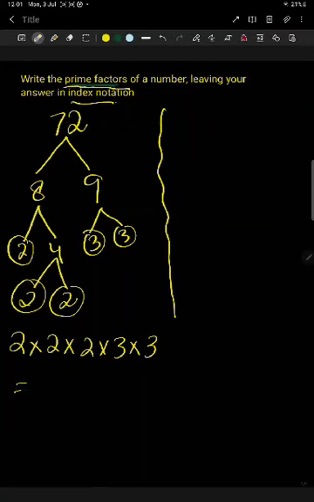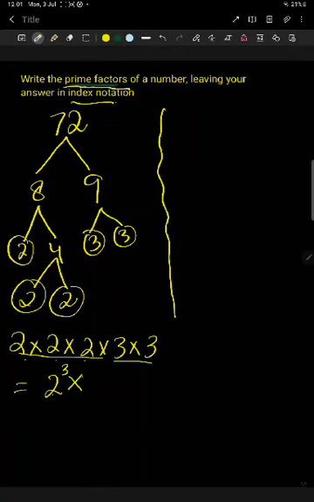So what is index notation? Index notation is to write in the form of powers, to represent these numbers in another way. This is a very long way, 2 into 2 into 2, then 3 into 3. So there is a simpler way. There is another way to write this number. 2 appears 3 times, so instead of writing 2 into 2 into 2, I will write 2 to the power 3. It simply means that 2 is multiplied by itself 3 times: 2 into 2 into 2.